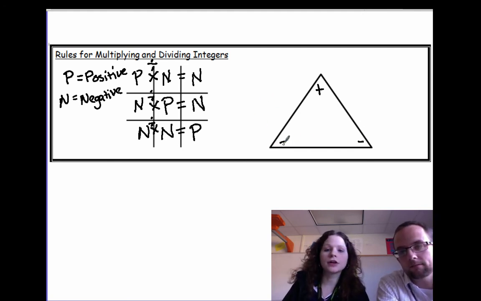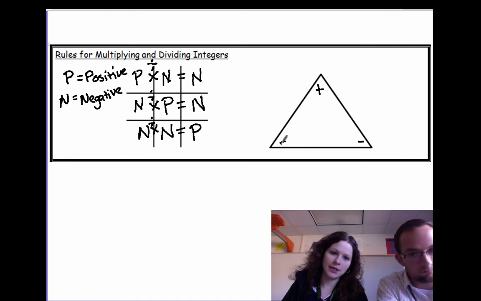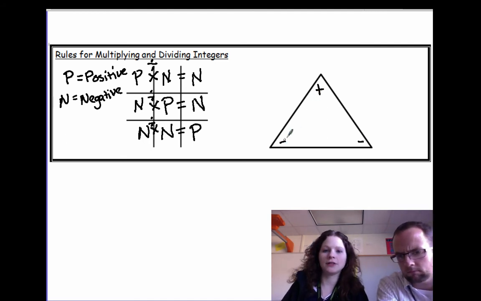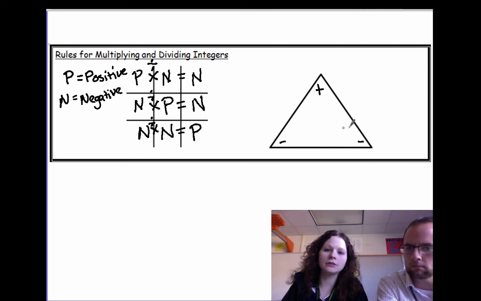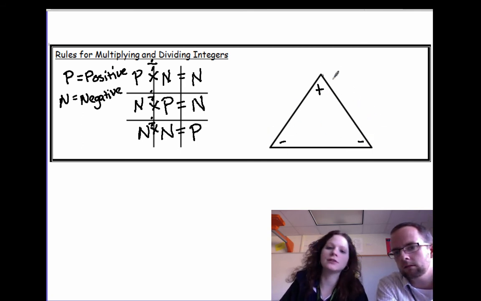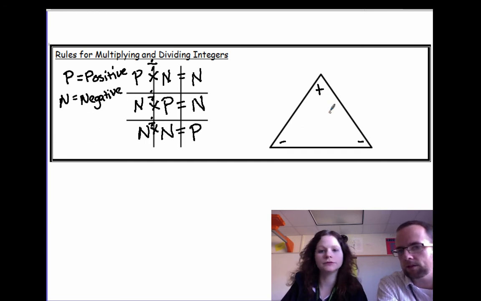So a negative times a negative is a positive. A positive times a negative is a negative. Any way you go, just start with what your first number is, go to what your second number is, and your third number is the answer. Does that work for division too? Yes, it does. Multiplication and division.